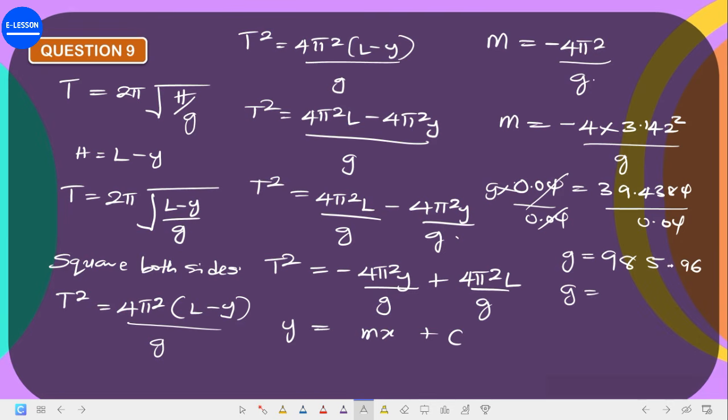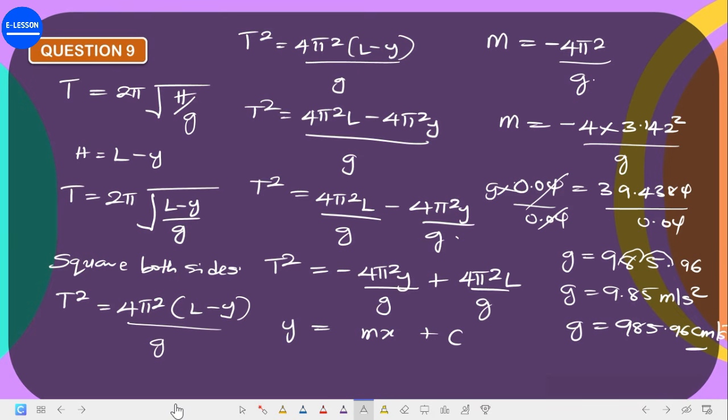g is equal to 9.85 meter per second square, or you can write g the normal way, which is 985.96 centimeter per second square. So whichever one you want to write, meter per second square or centimeter per second square, it gives you the value of g. Now the next question says derive the relationship between t square and y, and relate s and c with the physical constant.